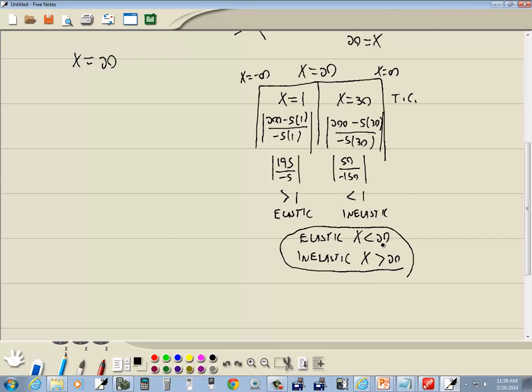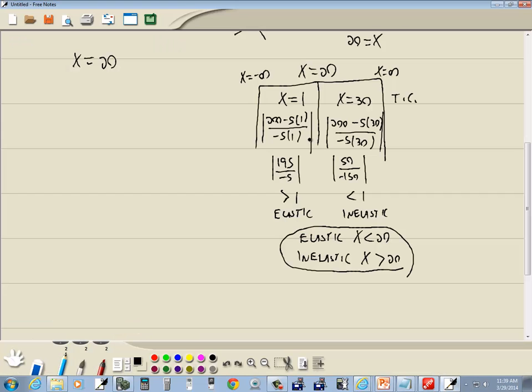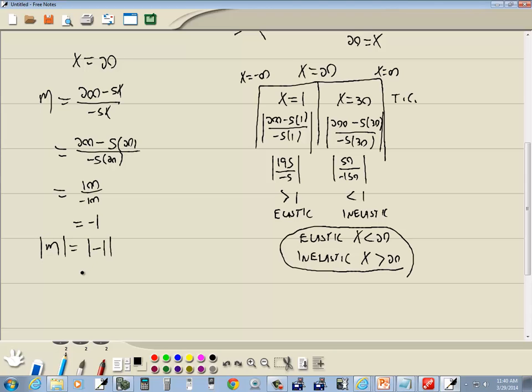Well, when it's 20, that's an interesting one. Eta, which is equal to 200 minus 5x over negative 5x. If I were to put that in there now, we get 200 minus 5 times 20 over negative 5 times 20. 200 minus 100 gives us 100 over negative 5 times 20 is negative 100, which gives us negative 1. Then the absolute value of eta is going to give us the absolute value of negative 1, which is a positive 1. So it's neither elastic nor inelastic. It's this critical value right here, which means it's of unit elasticity. I didn't realize I'd put one of those in there.